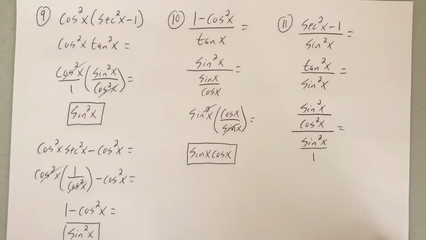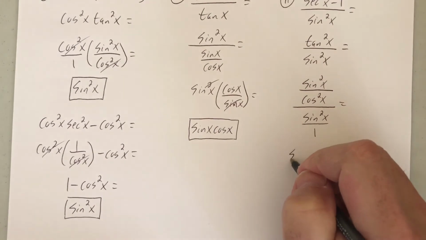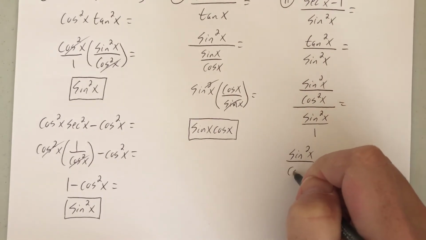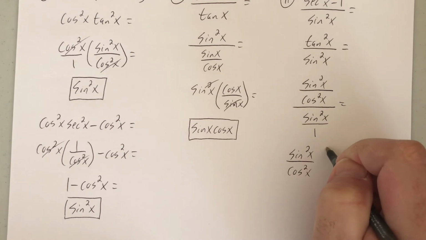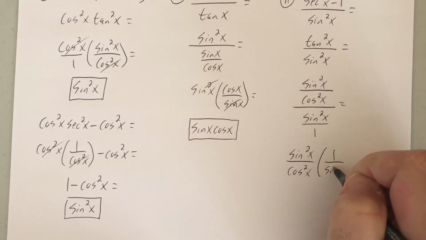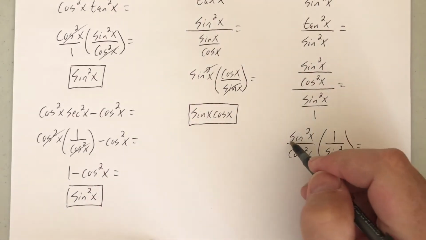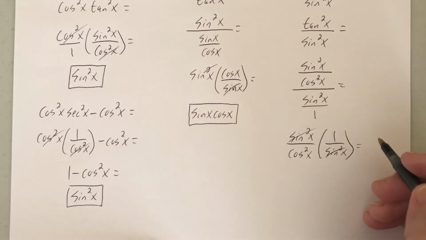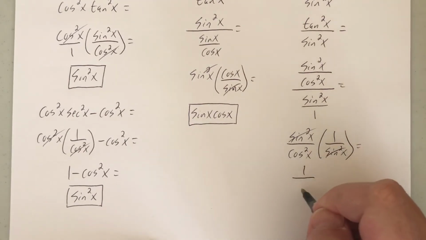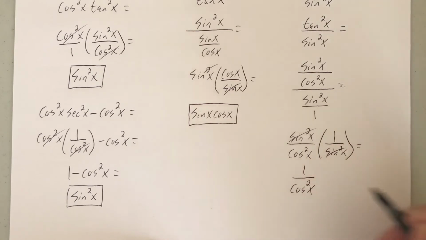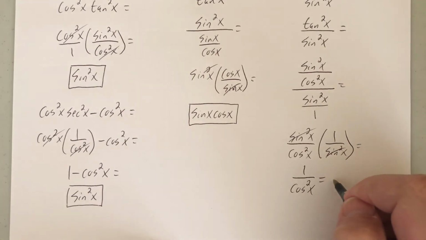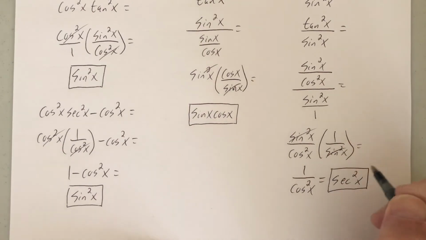So when I do that, it's up a little bit, I get sine squared x over cosine squared x times 1 over sine squared x. And then, of course, we can go ahead and reduce. I have my sine squared over sine squared, which leaves me 1 over cosine squared x. And then we can go ahead and say that is equal to secant squared x. And that one is finished.